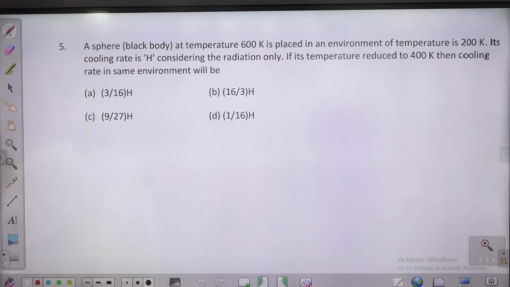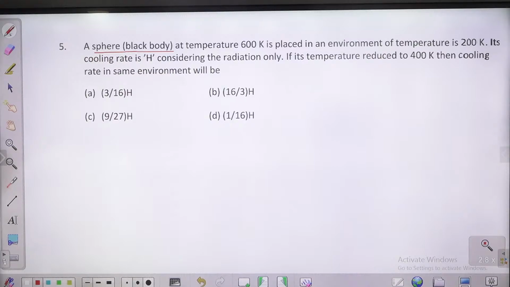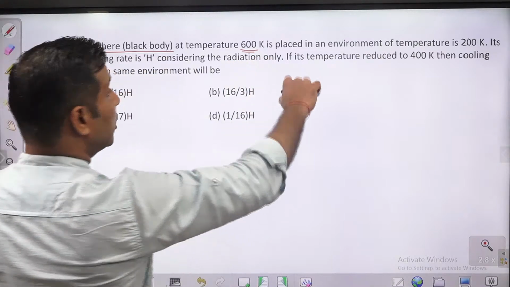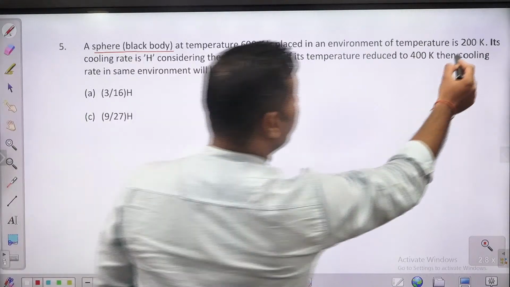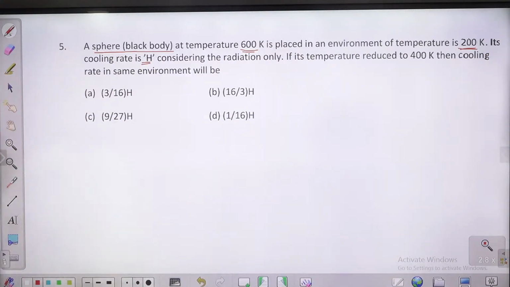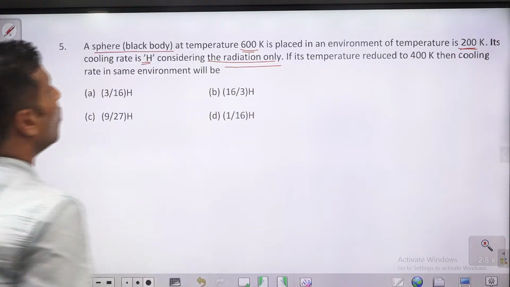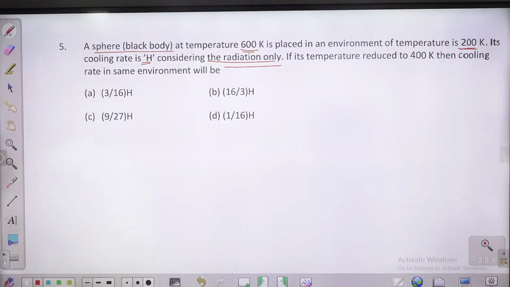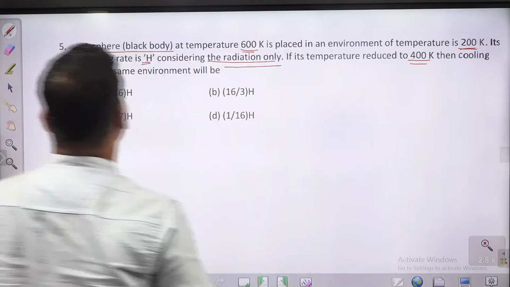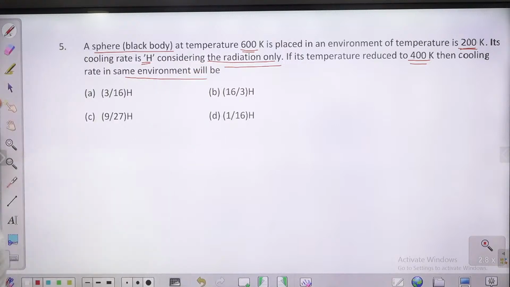There is a sphere, and that sphere you can consider like a black body. This sphere is at a temperature of 600 Kelvin and is placed in an environment of 200 Kelvin. Its cooling rate is H. Considering only radiation, the cooling rate is H. If the temperature is reduced to 400 Kelvin, then the cooling rate in the same environment will be.